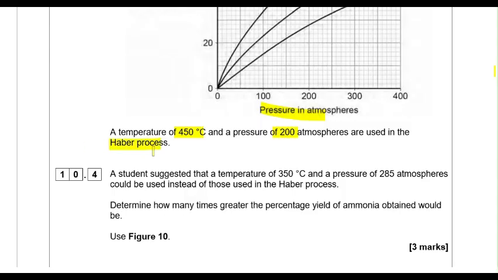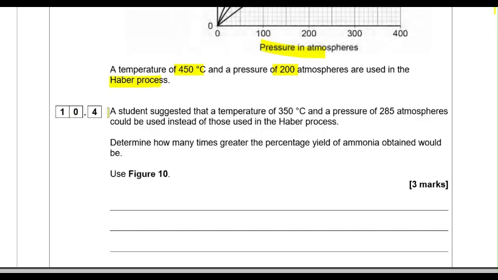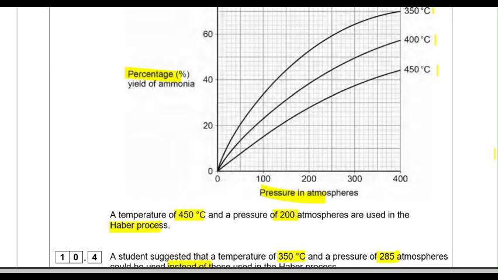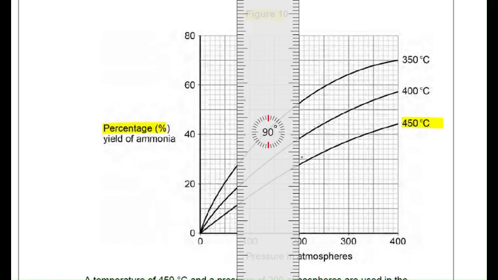Question 10.4. A student suggested that a temperature of 350 degrees and a pressure of 285 atmospheres could be used instead of those used traditionally in the Haber process. Determine how many times greater the percentage yield of ammonia obtained would be, and use figure 10, and this is for 3 marks. So let's go back to the graph and look at the traditional 450 degrees Celsius and get our ruler and draw a construction line up to the 450 line from 200 atmospheres on the X scale.